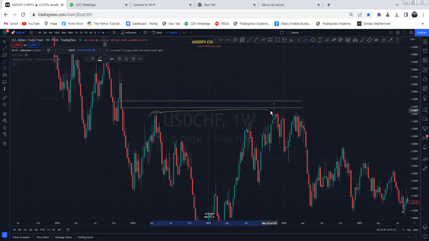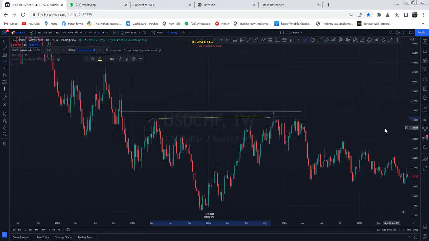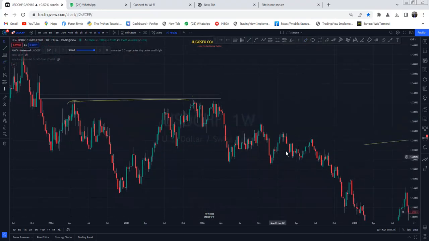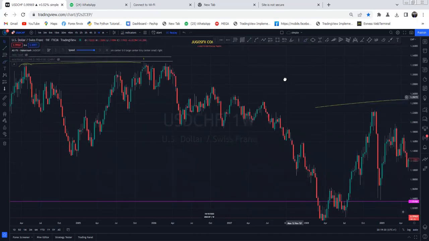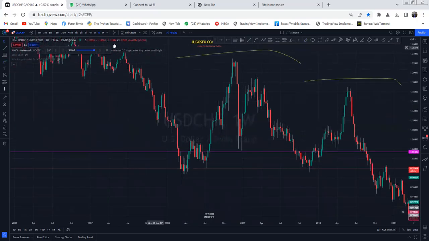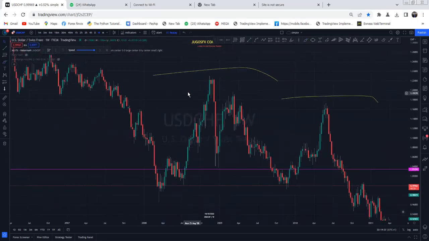This is not a structural break, right? It's not a structural break. Price was just coming for internal range liquidity. So you can see how the downtrend continued, okay? The downtrend continued right down, right down, right down, just like that, okay?